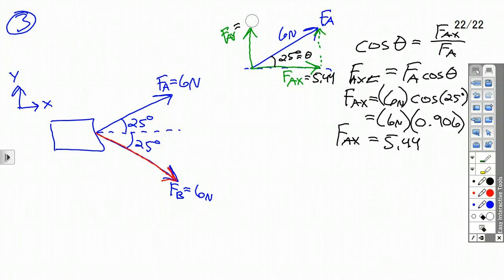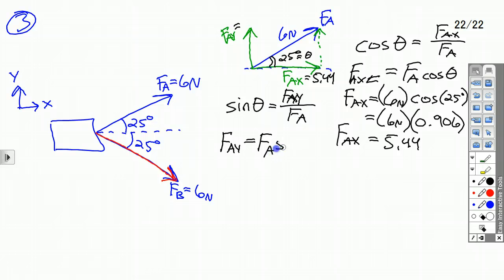Now if I want the y component, since I did cosine for the x component, I would use sine for the y component, because sine of theta, with theta 25 degrees measured down here, would be the opposite over the hypotenuse. The opposite in our case is FAY, and our hypotenuse is FA, the original force. So solving for FAY, rearranging this equation, it is FA times the sine of theta. FA is 6 newtons. The sine of 25 is about 0.423.